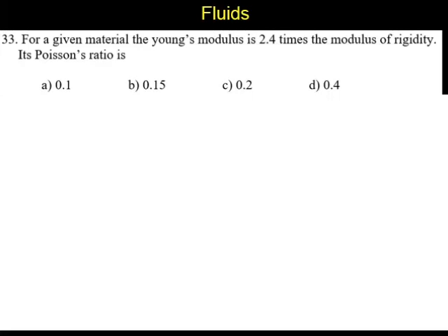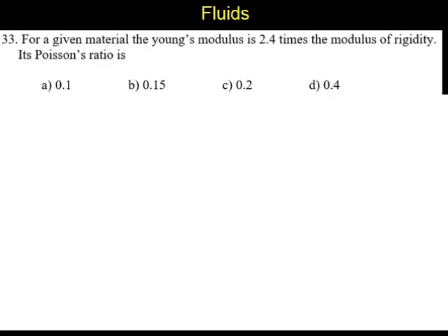Question number 33. For a given material, if Young's modulus is 2.4 times the modulus of rigidity, its Poisson's ratio is: alternatives 0.1, 0.15, 0.2 and 0.4. So this is the problem on elasticity, the relation connecting Young's modulus and Poisson's ratio.